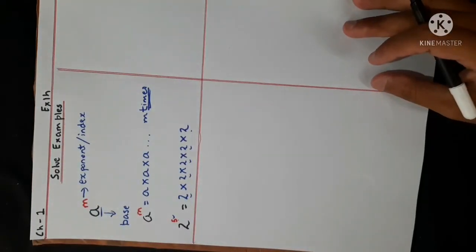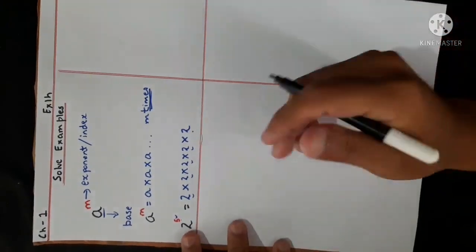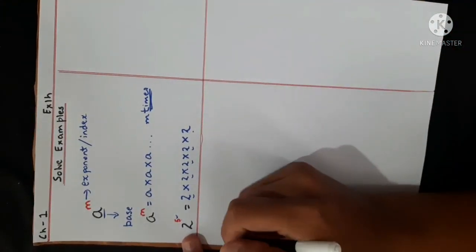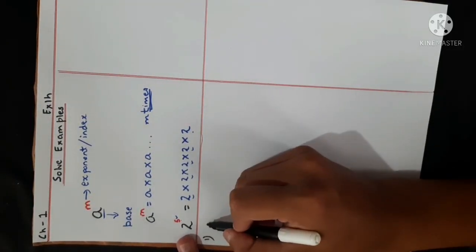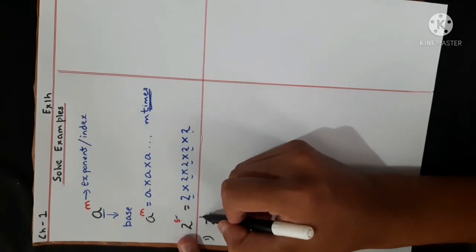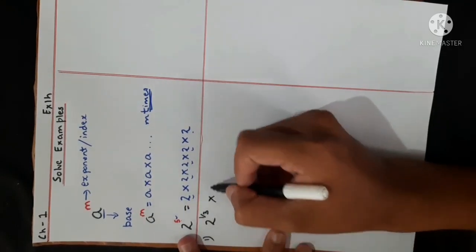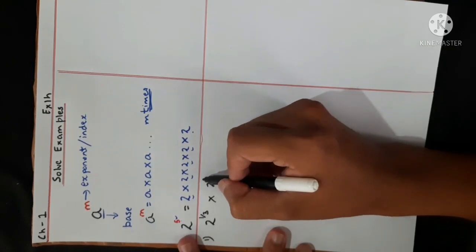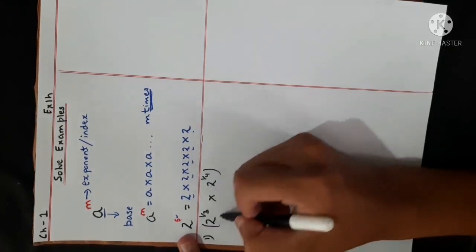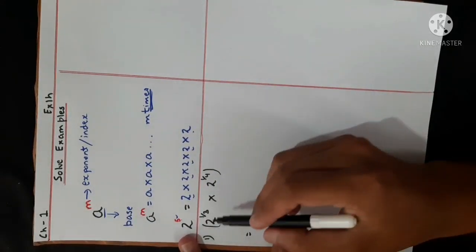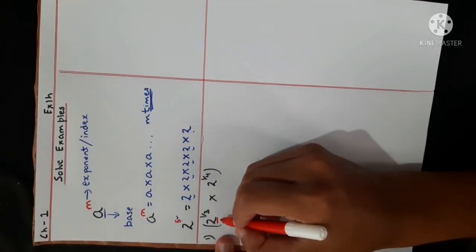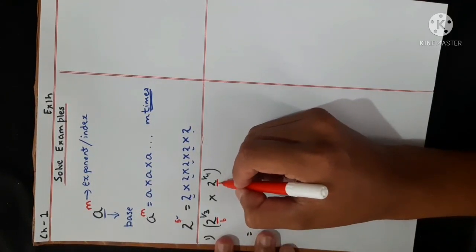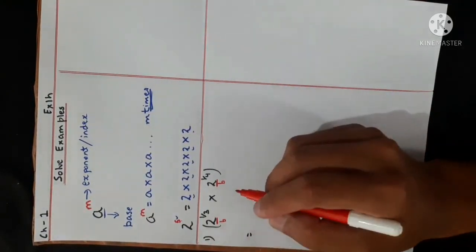Okay, now we will do the exercises. I will solve the examples. Question number 1: 2 to the power 1 by 3 multiply 2 to the power 1 by 4. So here we look at the base. The base here is 2, and the base here is also 2. So the bases are equal.